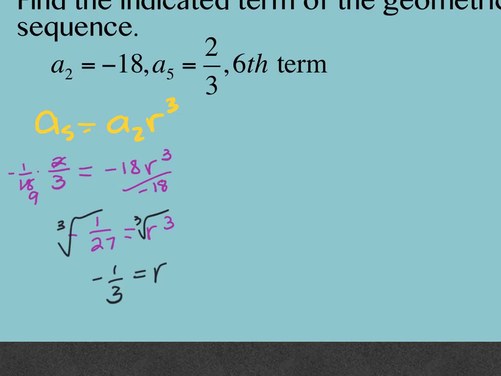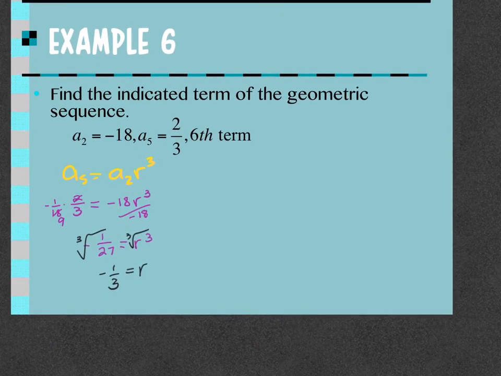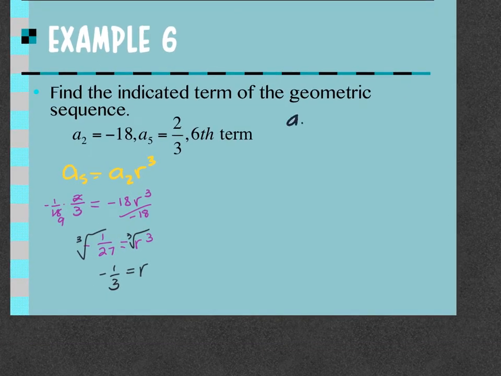Now I've got options here. I don't have to plug it in because it didn't say find the nth term. If it said find the nth term, then I would have said a sub n equals a sub 1 times r to the n minus 1. I'd have to figure out what a1 is, so I'd have to work backwards from the negative 18 and then plug in the r and the n.